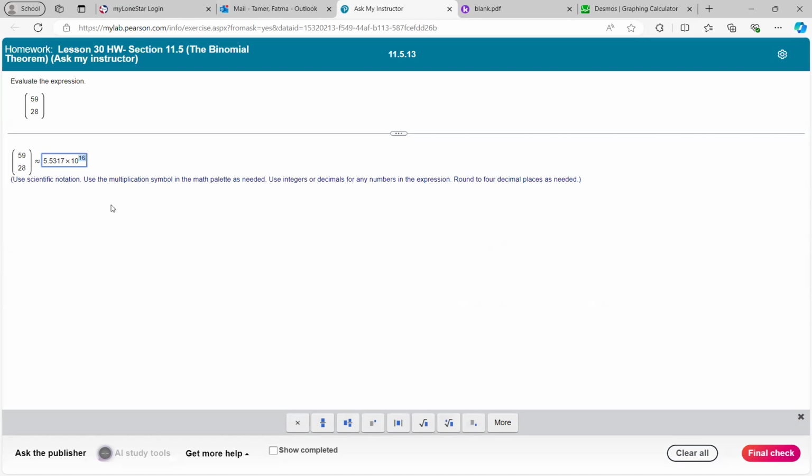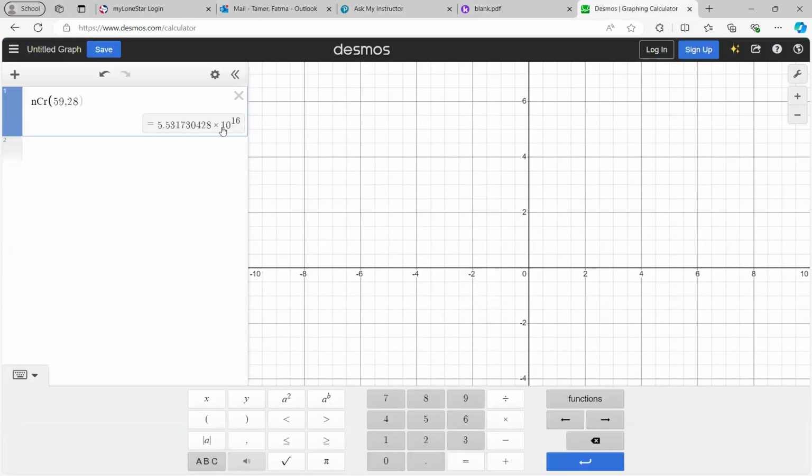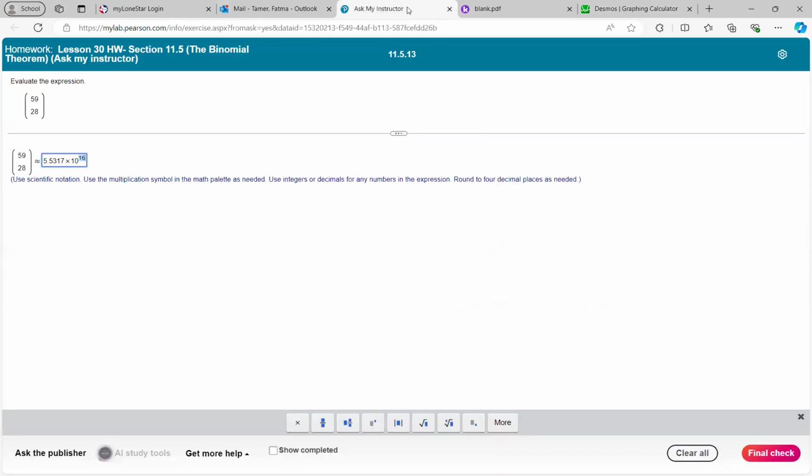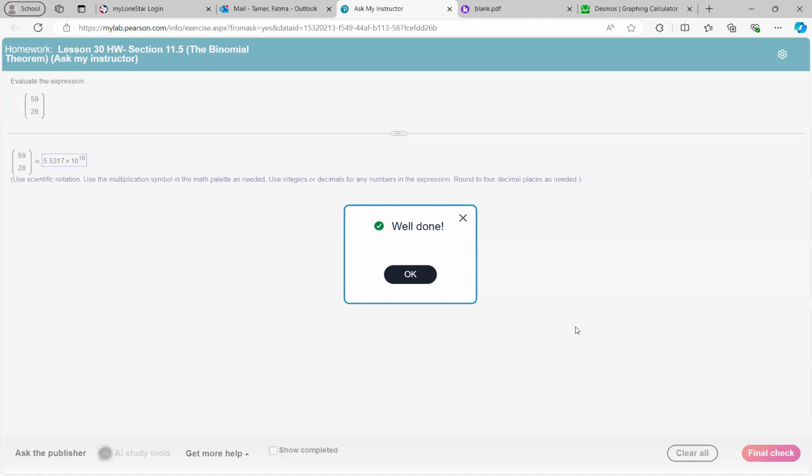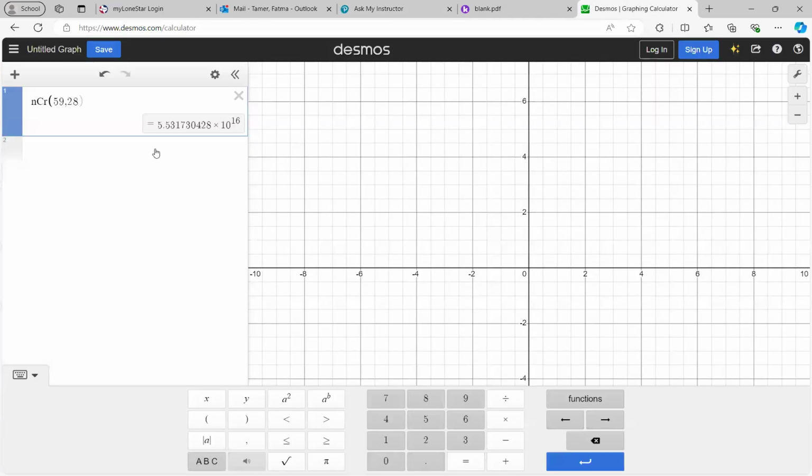Let's just check everything. 5.5317, and it's 10 to the power of 16. And now once we input this answer, they can check, and then it will be a correct answer. I am recommending that you use calculators for big numbers like this.